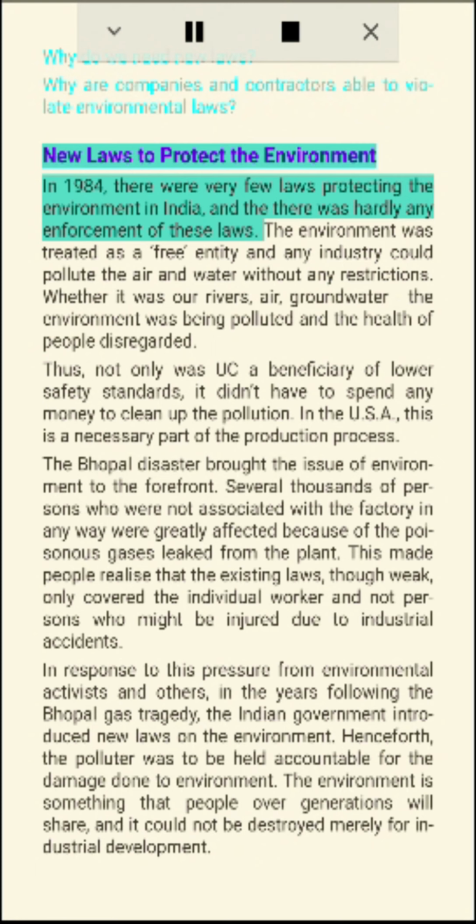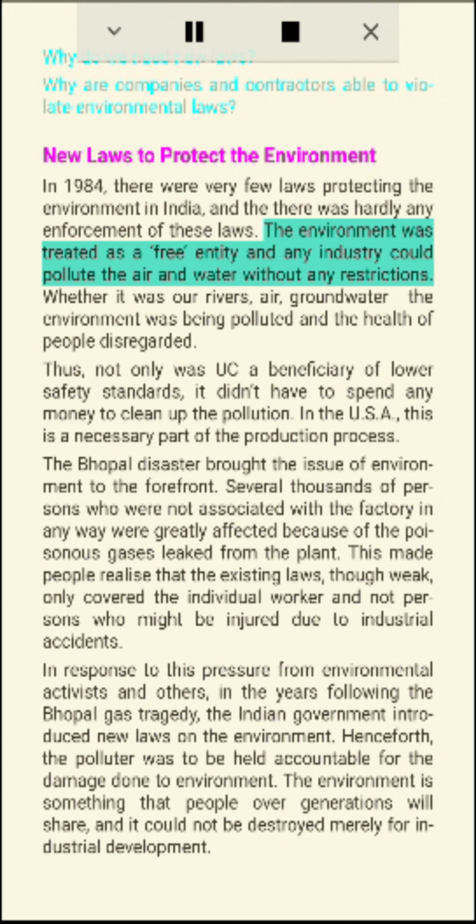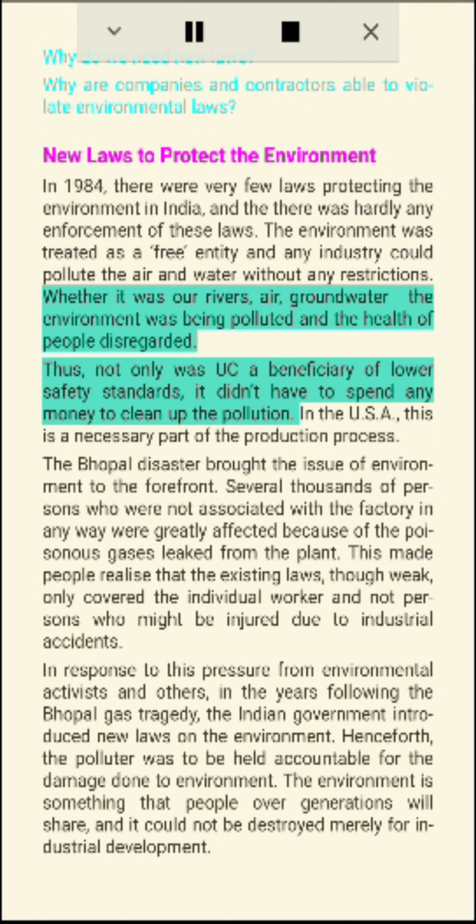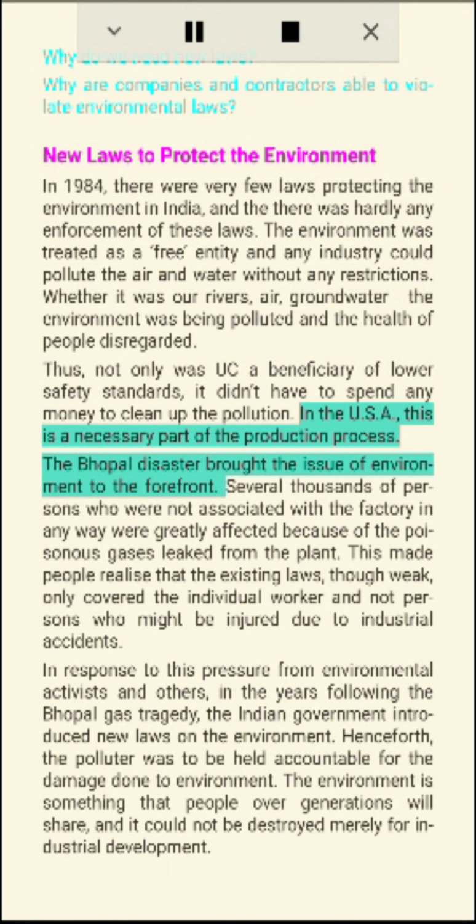New laws to protect the environment. In 1984, there were very few laws protecting the environment in India, and there was hardly any enforcement of these laws. The environment was treated as a free entity and any industry could pollute the air and water without any restrictions. Whether it was our rivers, air, groundwater, the environment was being polluted and the health of people disregarded.